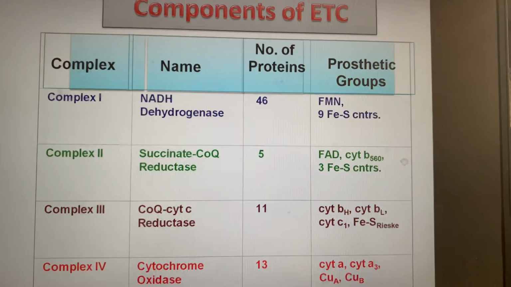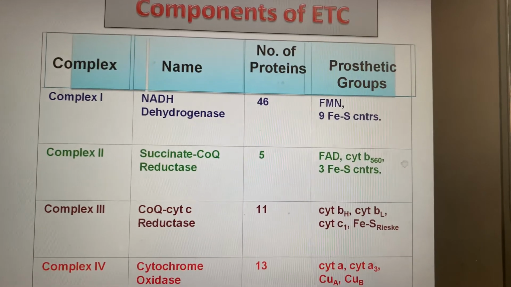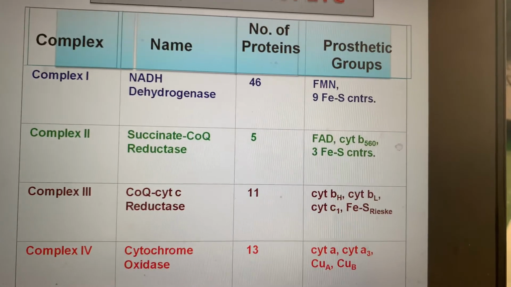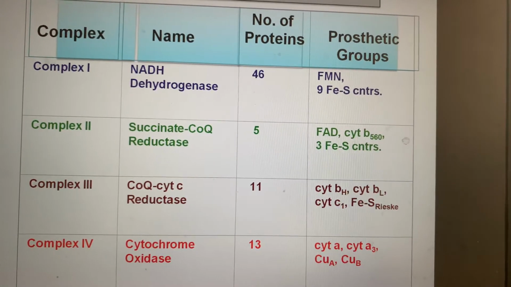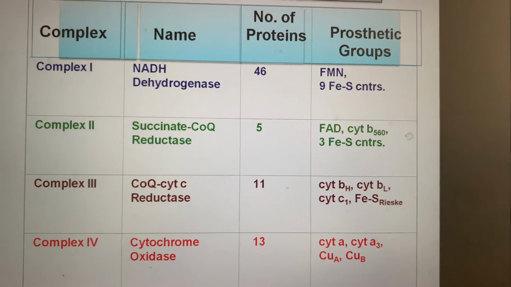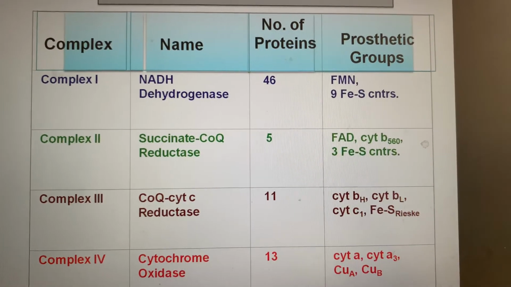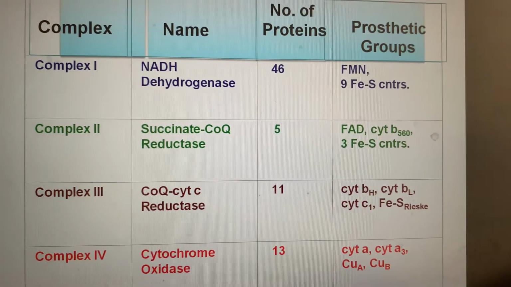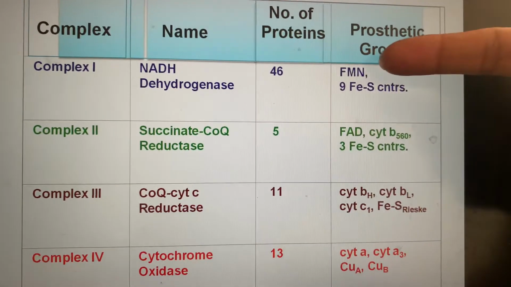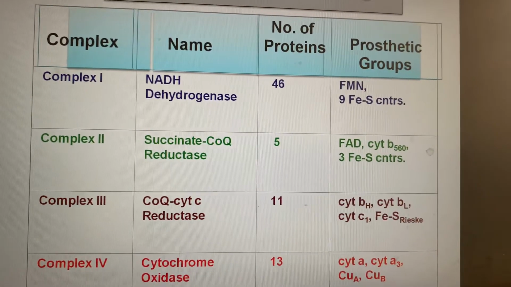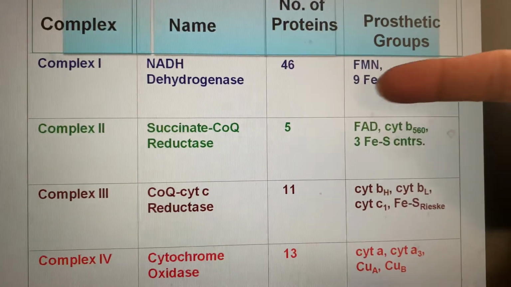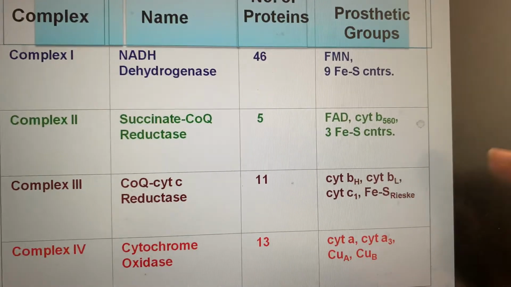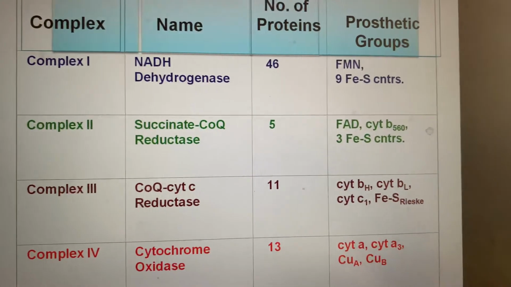This is a huge complex of proteins, the first complex. The second complex is constituted of 5 types of proteins. Complex 3 has 11 types of proteins, and complex 4 has 13 types of proteins. And there are different prosthetic groups. Prosthetic groups mean the functional groups which give characteristics to these proteins, like FMN, called flavoprotein, and there are iron-sulfur centers in their structure. Similarly, other complexes use different types of prosthetic groups.